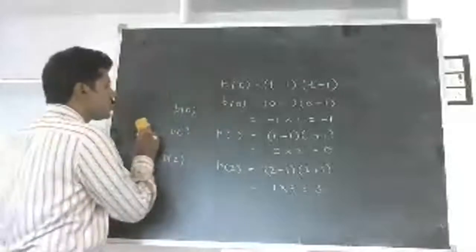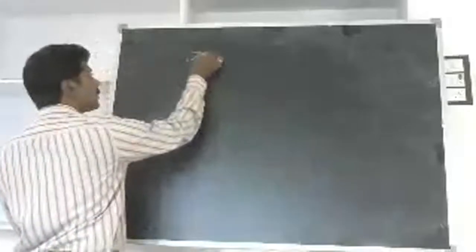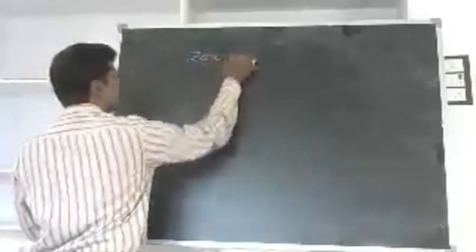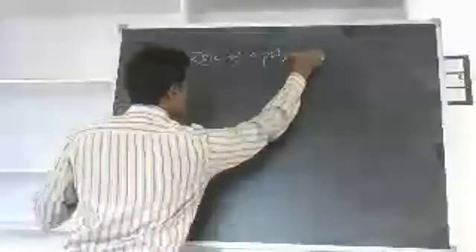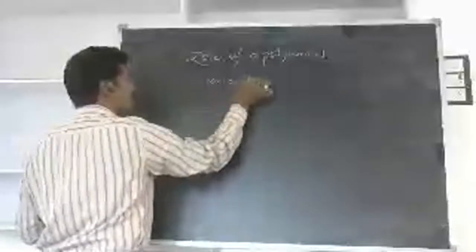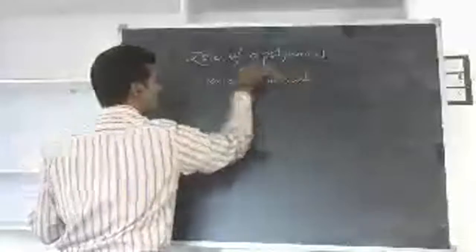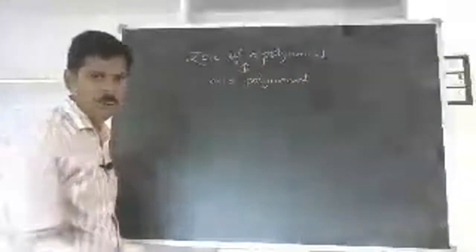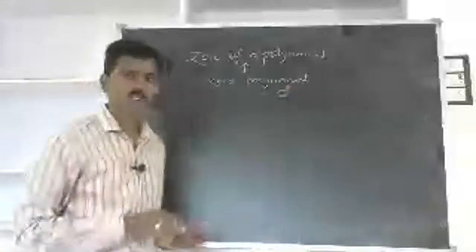That is the 0 of a polynomial. What is a 0 of a polynomial? There is a little difference between the 0 polynomial and the 0 of a polynomial. So what's the difference? Yesterday we learned what a 0 polynomial is. The 0 polynomial is nothing but 0. 0 is called the 0 polynomial.